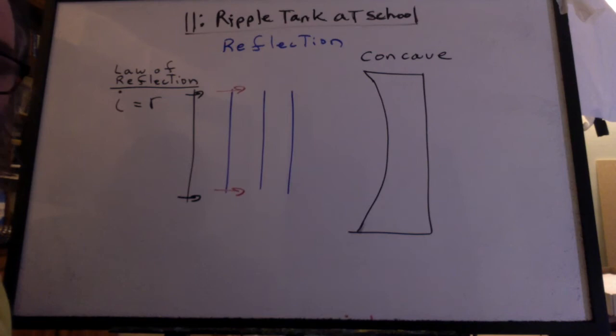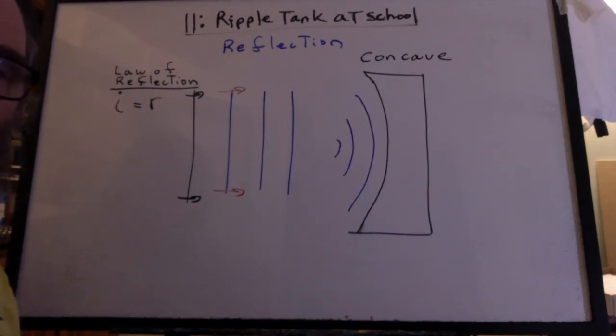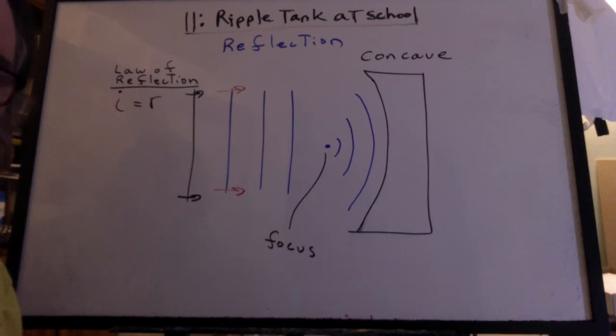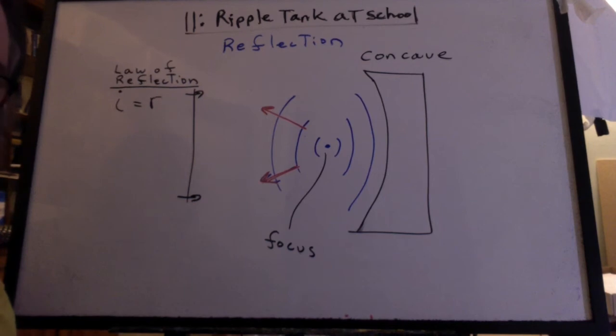And they're pretty flat as they come into the reflector. But when they bounce off, they seem to get concentrated. They actually go through a point. That's called the focus. And then they pass through that focus and keep on going.